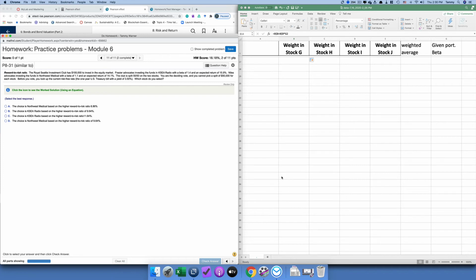Frasier advocates investing the funds in KSEA radio with a beta of 1.4 and an expected return of 15.9. Niles advocates investing the funds in Northwest Medical with a beta of 1.1 and an expected return of 14.1. The club is split 50-50 on the two stocks. You are the deciding vote, and you can't pick a split of $50,000 for each. Before you vote, you look up the current risk-free rate, which is 3.5%. Which stock do you select?